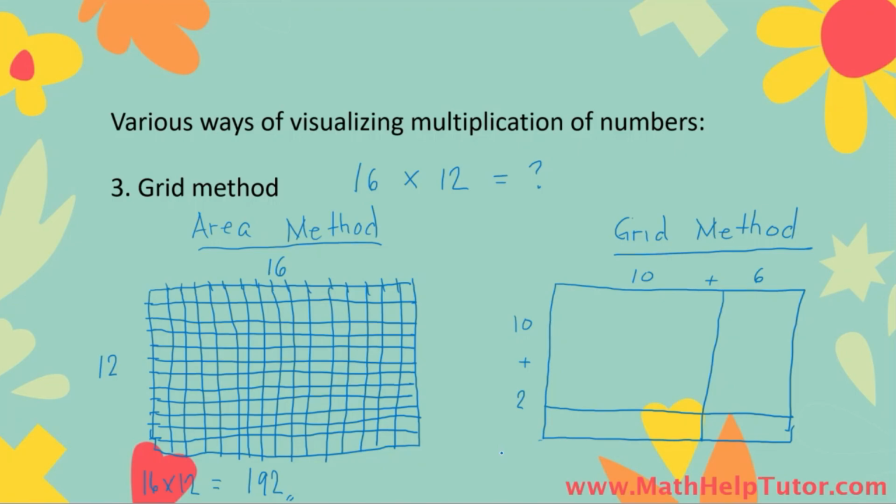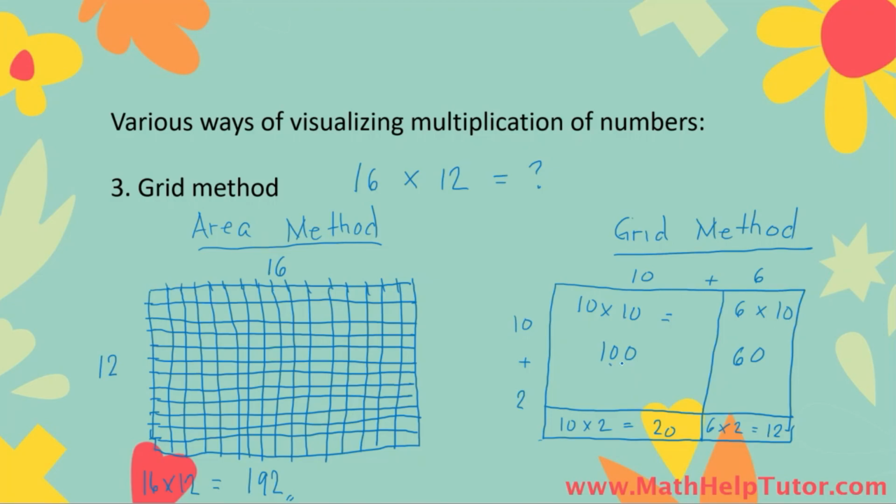After that, we can multiply the lengths of the sides of the rectangle per region to know the area of each of the regions, or how many squares there are in each region. To get the area of this region, that's just 10 times 10, which is 100. To get the number of squares in this region, you just multiply 6 by 10, which is equal to 60. To get the area of this region, you just multiply 10 and 2, which is 20. And to get the area of this region, we just multiply 6 and 2, which is 12.